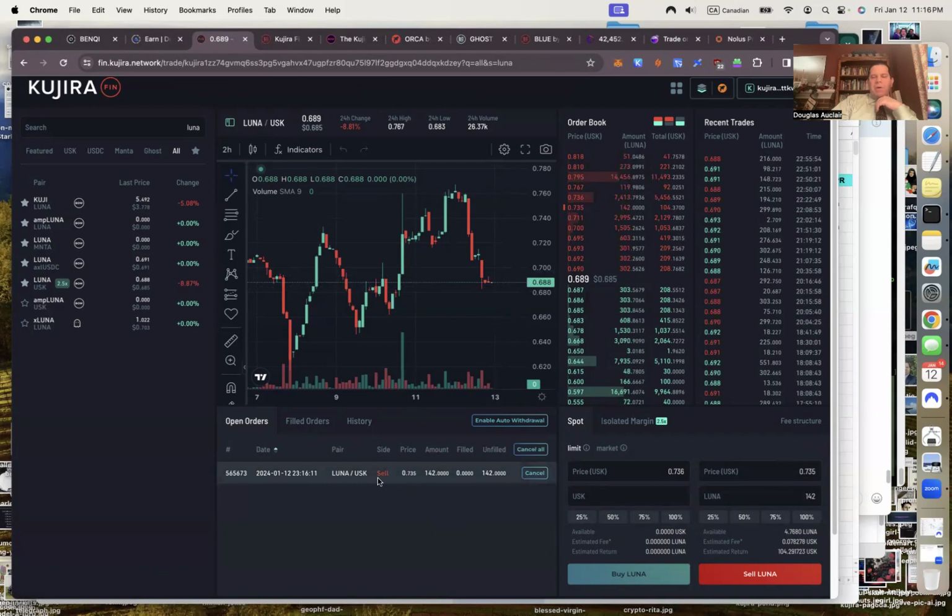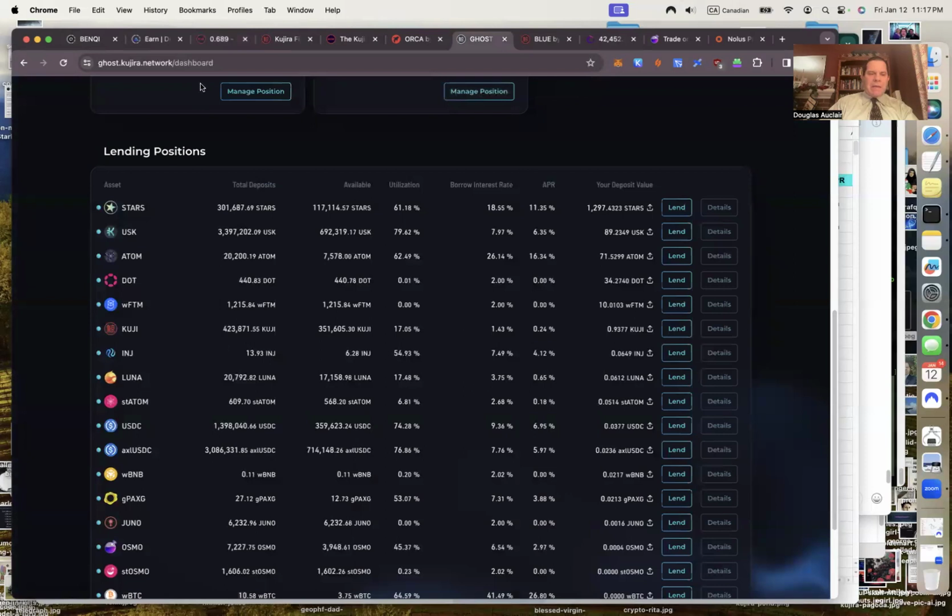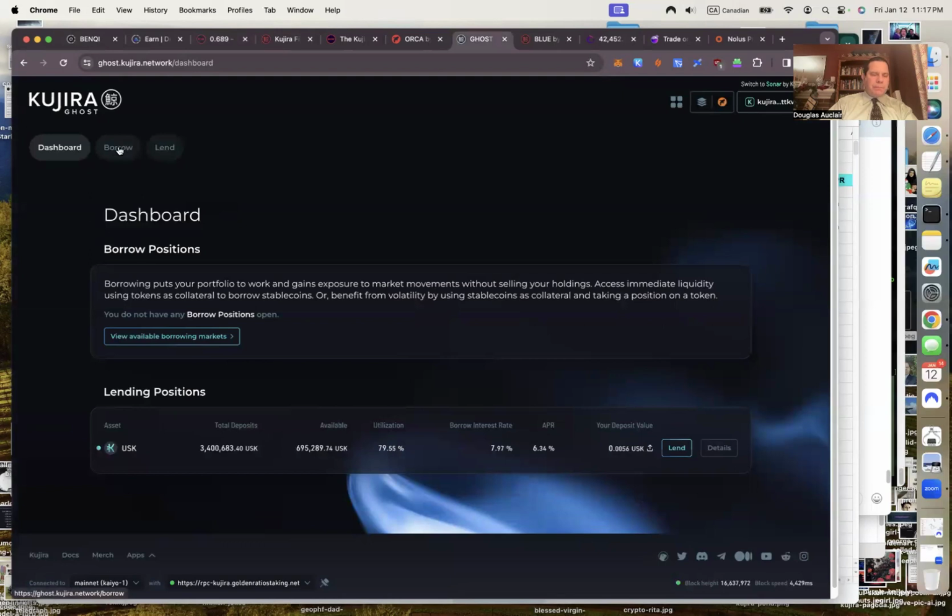When this sell order is filled, then I will get 104 USK out of the deal. And I will keep during this whole time 4.7 Luna. For the time being, let's just bank that Luna. So I'm going to lend it to Ghost. And that way I can track my Luna and I put it to a little bit of work.